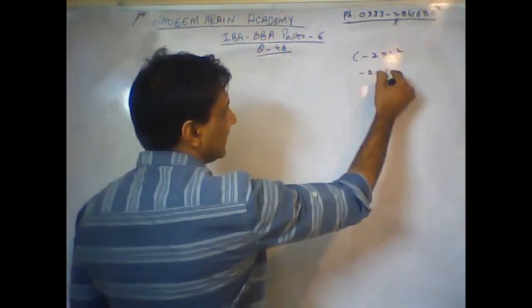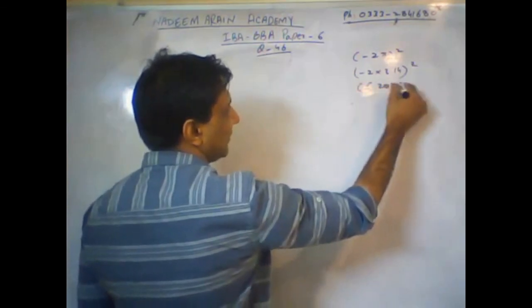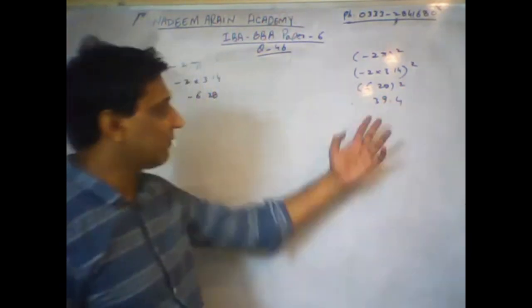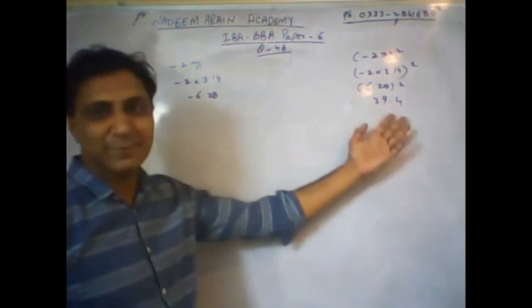So this is minus 2 into 3.14, so that is 6.28 squared, that will be somewhere around 39.4. So you have to find out how many integers are between minus 6.28 and 39.4.